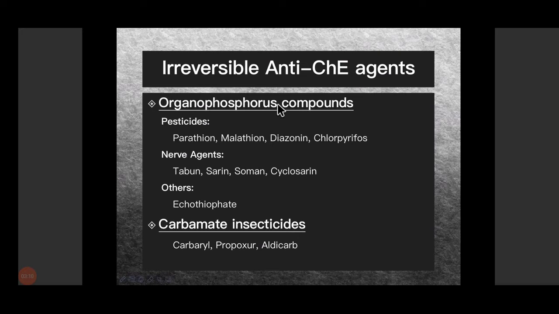Then you have carbamate insecticides, which include carbaryl, propoxur, and aldicarb. I'll repeat. They could be organophosphorus compounds or carbamate insecticides. Carbamates include carbaryl, propoxur, aldicarb. Organophosphorus includes pesticides like parathion, malathion, nerve gases like tabun, sarin, and ecothiopate. So this is in short the classification of cholinesterase inhibitors.